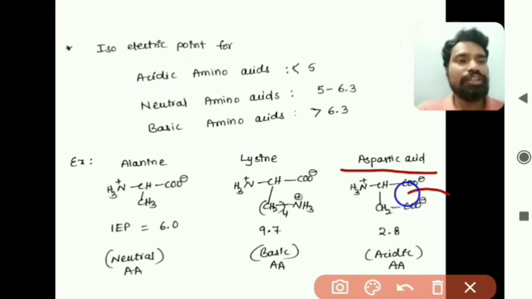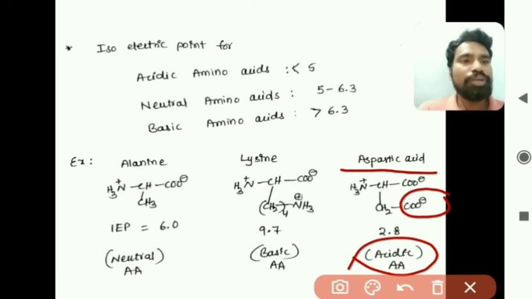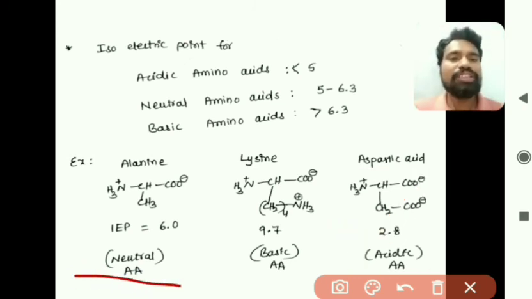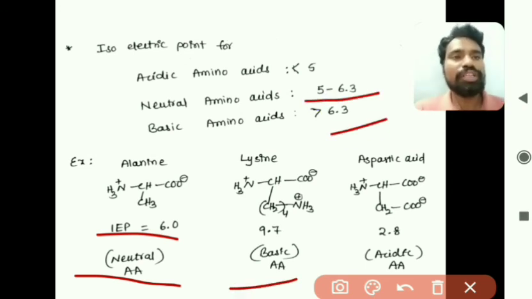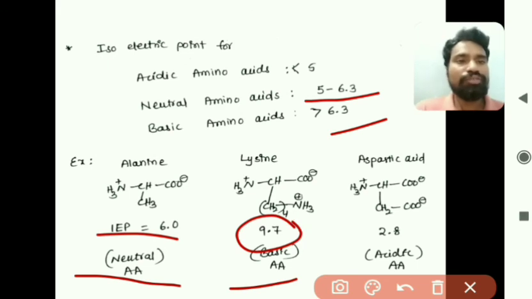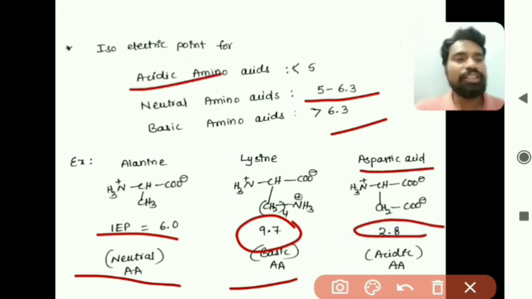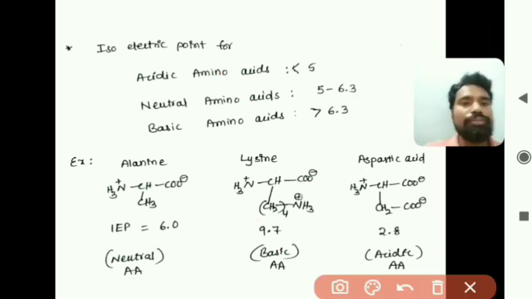And aspartic acid is an acidic amino acid, right? So additionally it consists of one carboxylic acid group. So the isoelectric point of this aspartic acid is 2.8, right? So for neutral amino acids this is around 5 to 6.3, and for basic amino acids this is more than 6.3, that is 9.7 for lysine, and 2.8 for aspartic acid, that is an acidic amino acid. So these are the isoelectric points of acidic, basic and neutral amino acids.